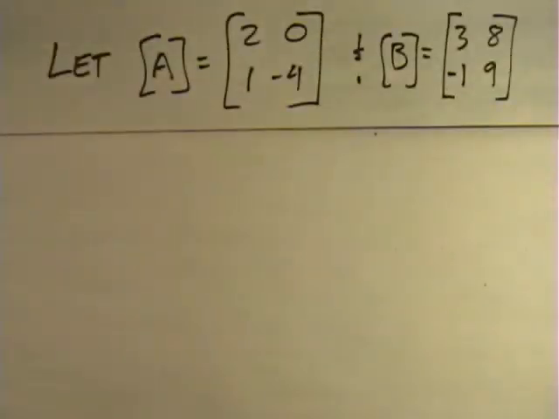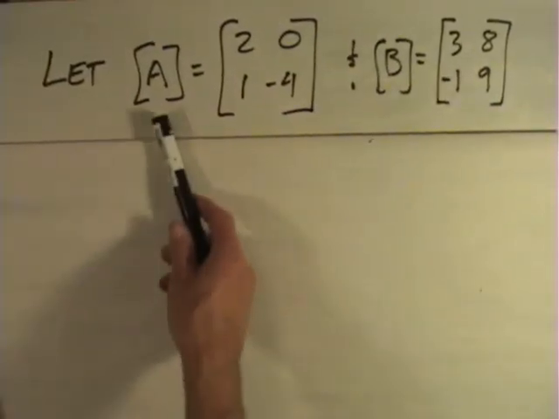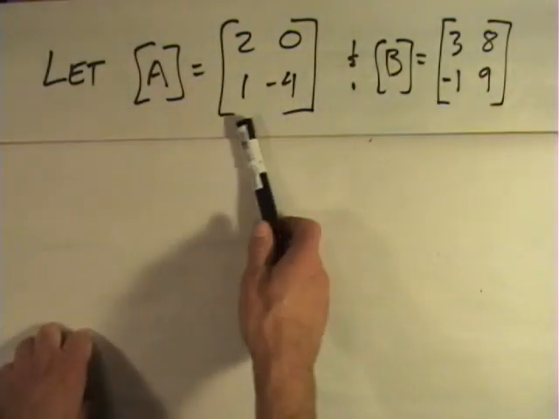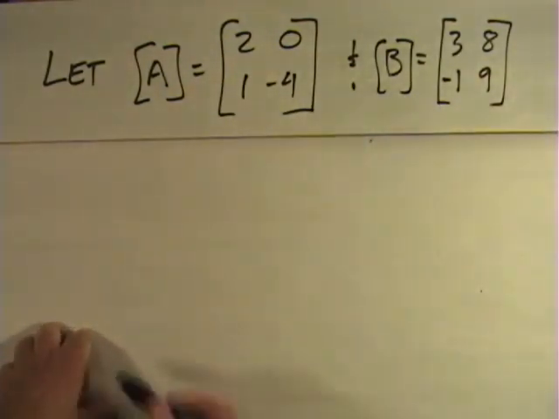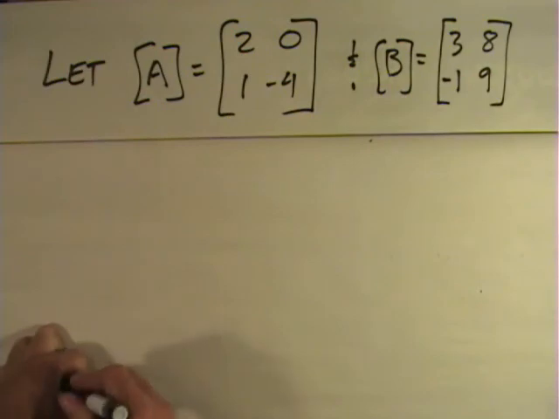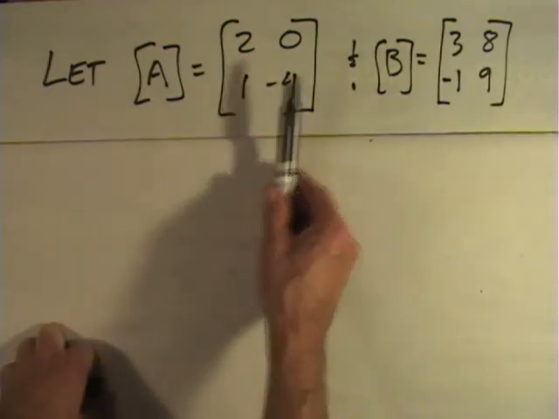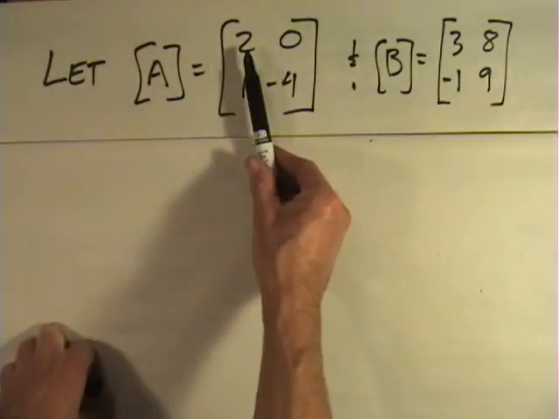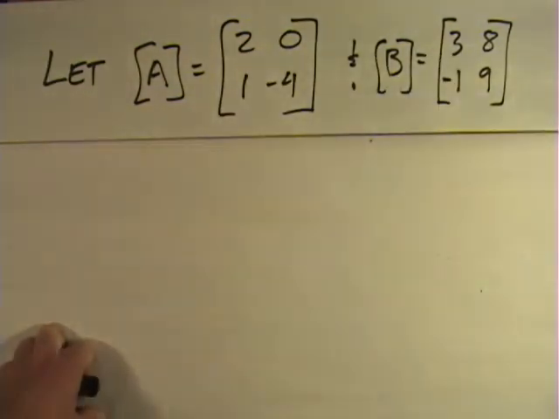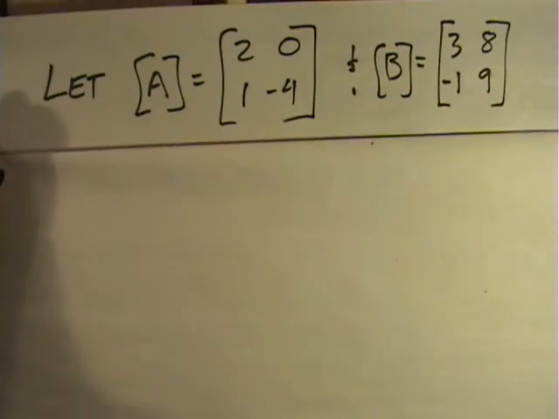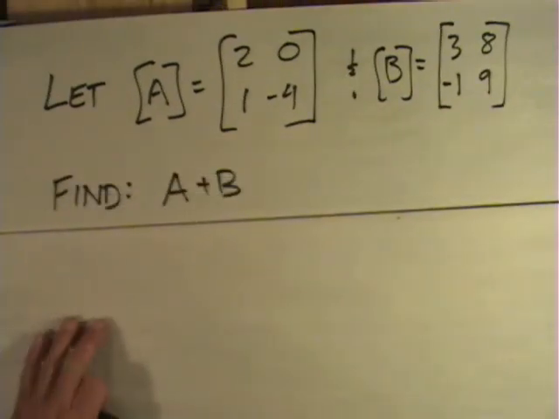All right, so suppose we have these two matrices, A and B. What are the dimensions of these? That's right, they're a 2 by 2. Each of them is a 2 by 2. If you have matrices that are the same exact dimension, then their individual elements will match up and we can add them. So first problem here is find A plus B.